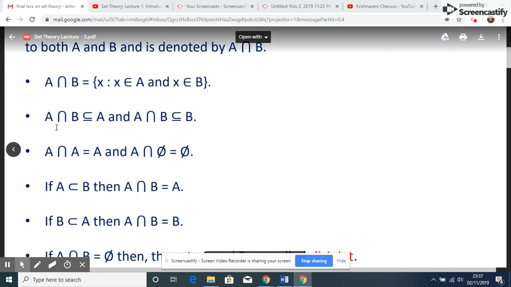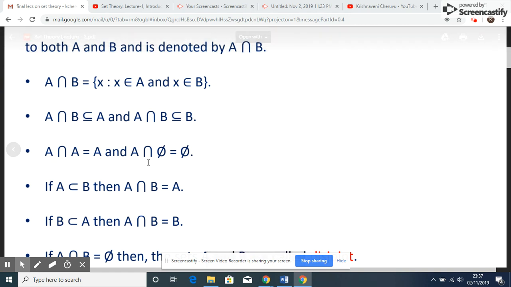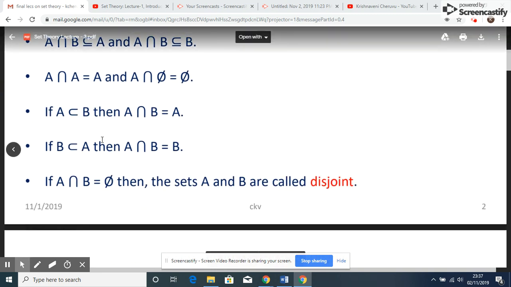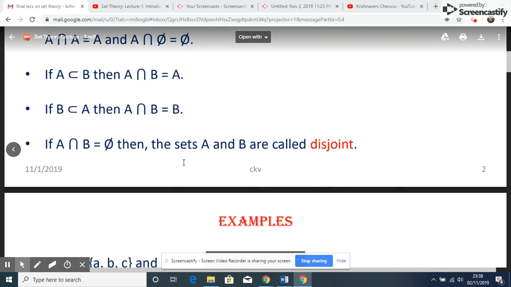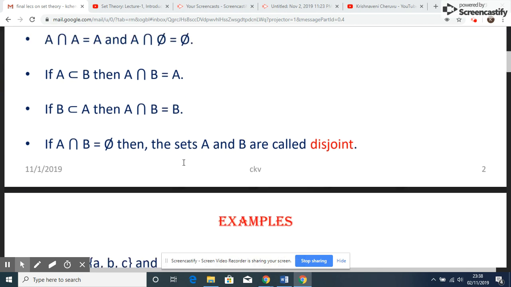Note that A intersection B is a subset of A and a subset of B. Intersection of A and A is A. Intersection of A and empty set is empty set. If A is a subset of B, then A intersection B is A, and if B is a subset of A, then A intersection B is B. Two sets A and B are said to be disjoint if their intersection is empty.